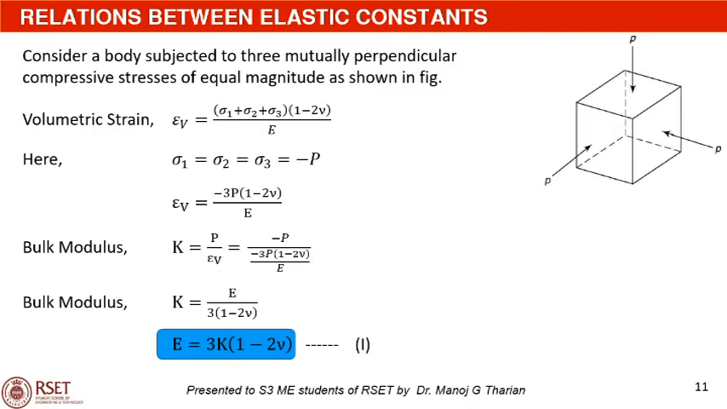The bulk modulus is equal to P by epsilon V, that is equal to minus P divided by minus 3P into (1 minus 2 nu) by E, or K is equal to E divided by 3 into (1 minus 2 nu), that is E is equal to 3K into (1 minus 2 nu). So this is the first relationship which connects the Young's modulus and the bulk modulus.